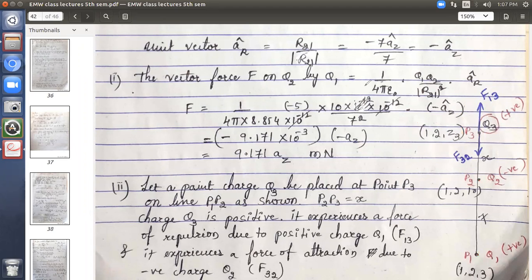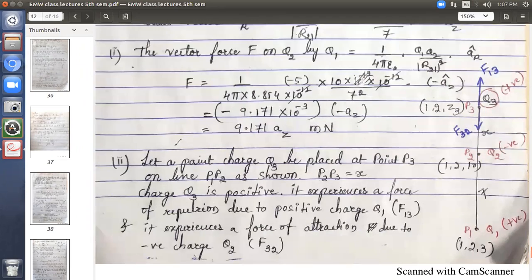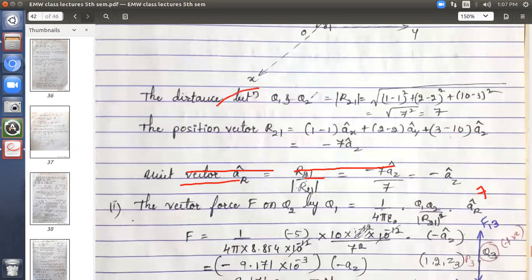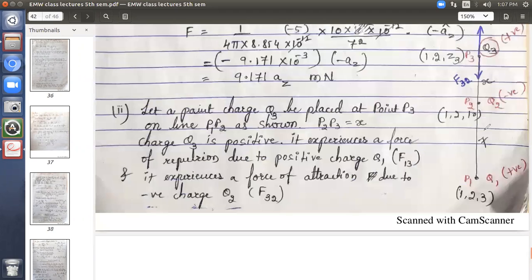So let me just write it. Let me show you how it is. The same thing I have written here. Let a point charge Q3 be placed at P3 on the line as shown, and I have taken this 7 as the distance between P1 and P2. You have just calculated the magnitude here. The distance is 7. You have already calculated it. This 7 I have pointed out here. That is the magnitude. The distance between P1 and P2, and the distance between P2 and P3 we don't know, so I have taken it as x.